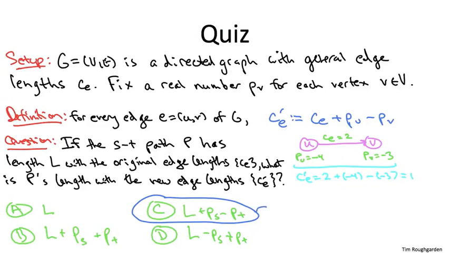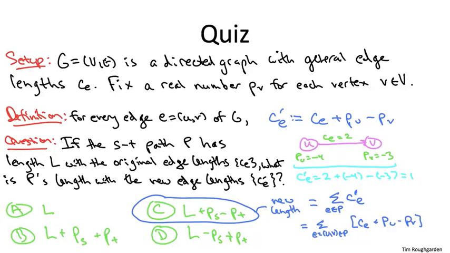This follows by a simple calculation. So the new length of the path P is, of course, just the sum over the modified edge lengths, the sum over the c primes of the edges in P. So now we just expand each term in terms of its definition. So remember, the new edge length c prime of e is just the original length c e plus the weight associated with the edge's tail, u, minus the weight associated with its head, v.